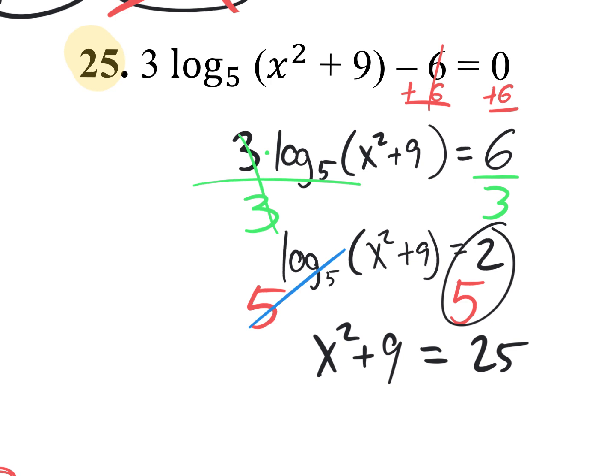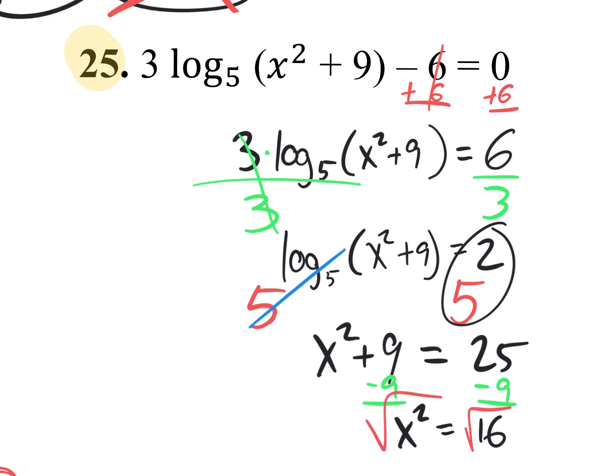So again, my whole purpose is to get x by itself on one side. What do I do next? I want to get rid of that plus 9 by subtracting 9 and subtracting 9. So my new equation becomes x squared equals 25 minus 9. That's 16. My final step to get rid of that square, you're going to apply a square root.